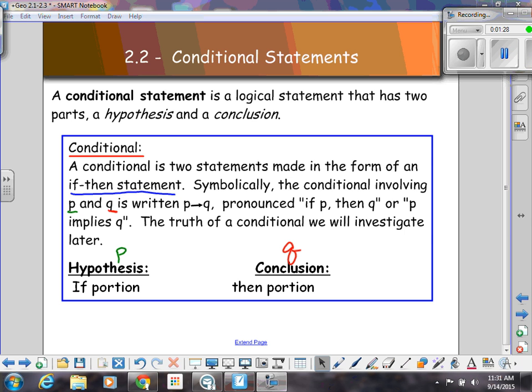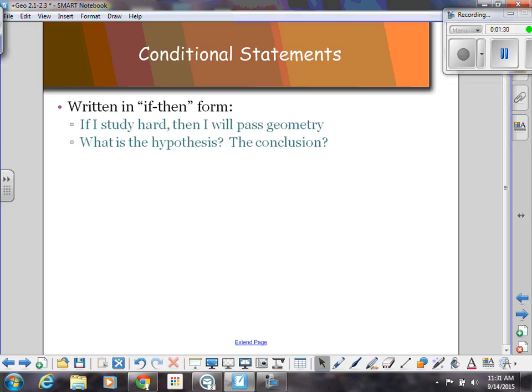All right, so let's look at some examples. This is written in if-then form. If I study hard, then I will pass geometry. So which part is the hypothesis? If I study hard. So "I study hard" is the hypothesis. That would be the P part. And then the conclusion, I will pass geometry. So that would be the Q part.